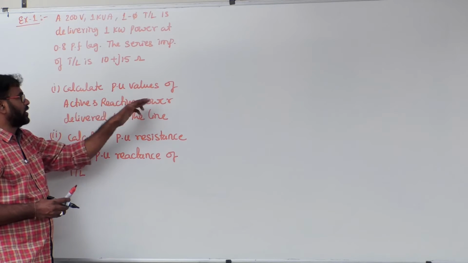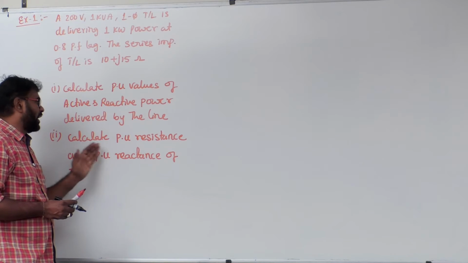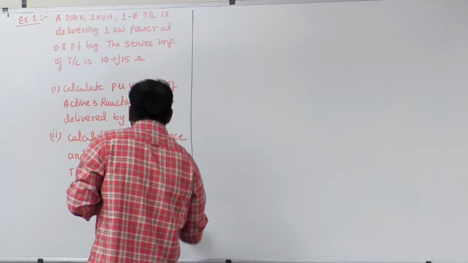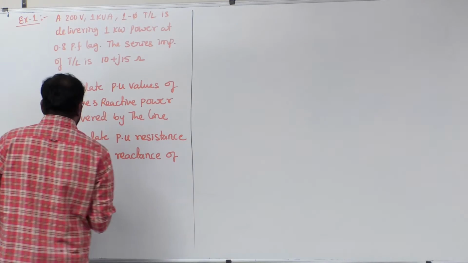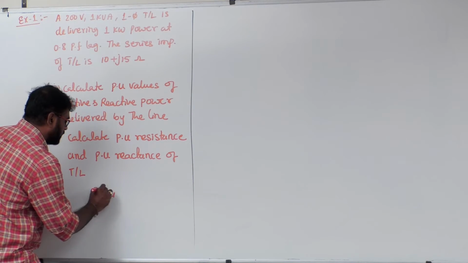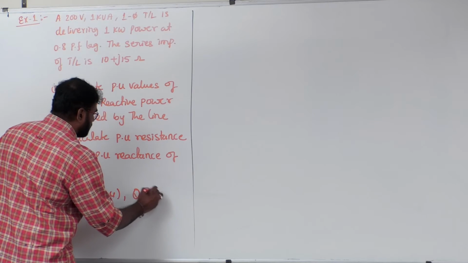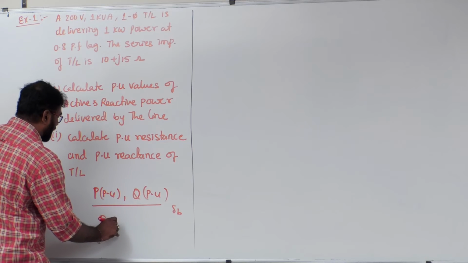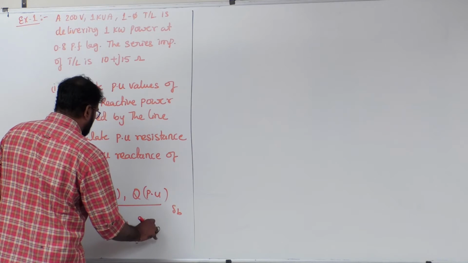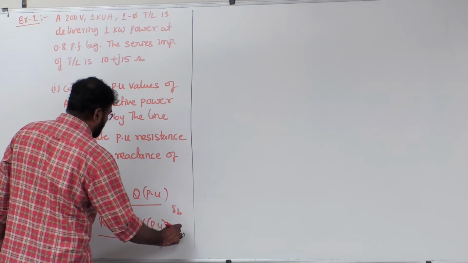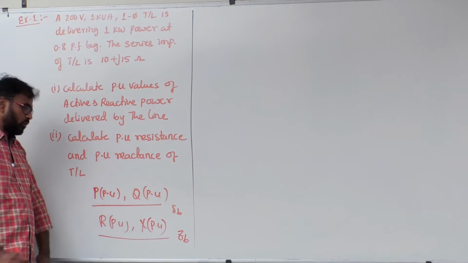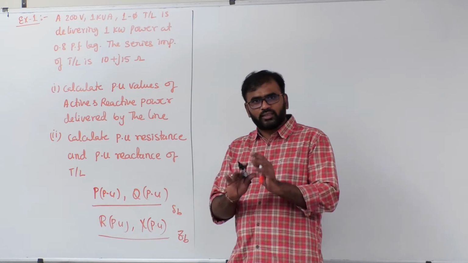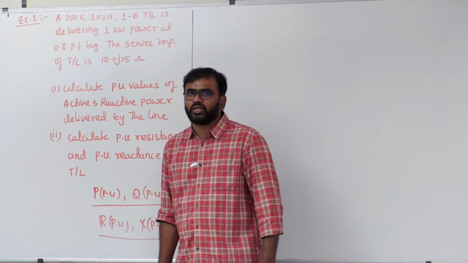What is asked? Calculate the per unit values of active and reactive powers, and calculate the per unit resistance and per unit reactance. That means we need to calculate P per unit and Q per unit. For that we need to define S base. Then we need to calculate R per unit and X per unit. To calculate them, we need to define Z base first. Now let's see how to define the base quantities. Does he mention anything about base? No, nothing is given.